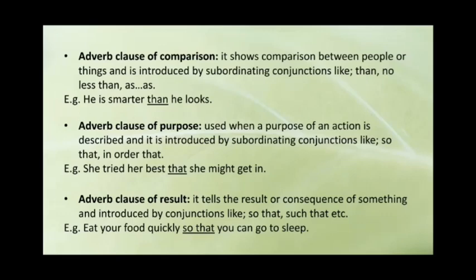Next is adverb clause of result. It tells the result or the consequence of something, and it is introduced with conjunctions like so that, such that, etc. For example, eat your food quickly so that you can go to sleep. So here you can see do one action so that you can get the result. So that is the subordinating conjunction used to get the result.